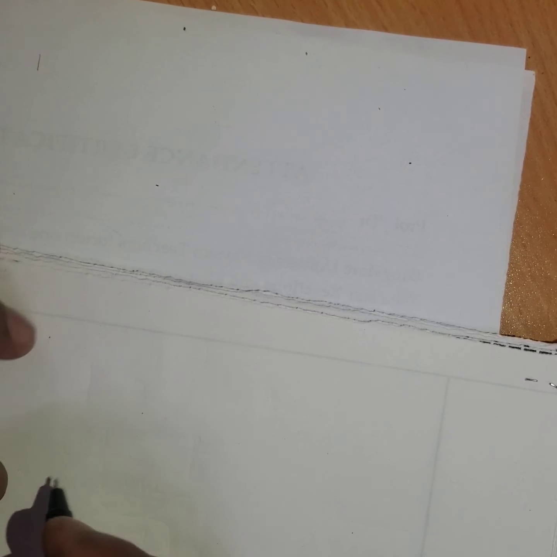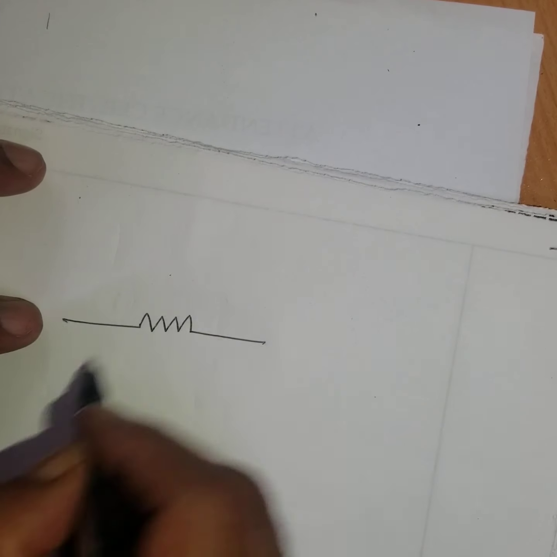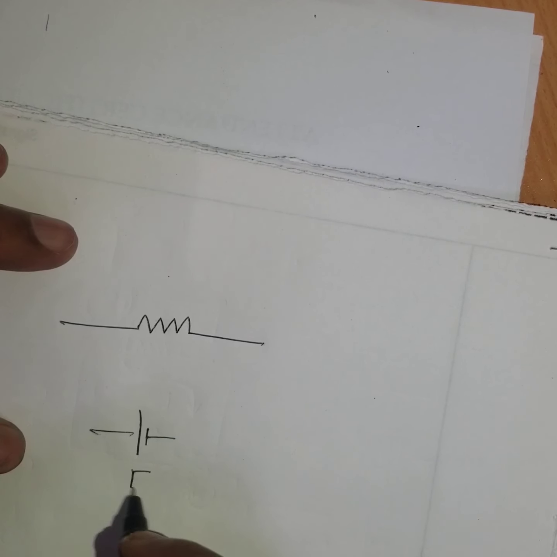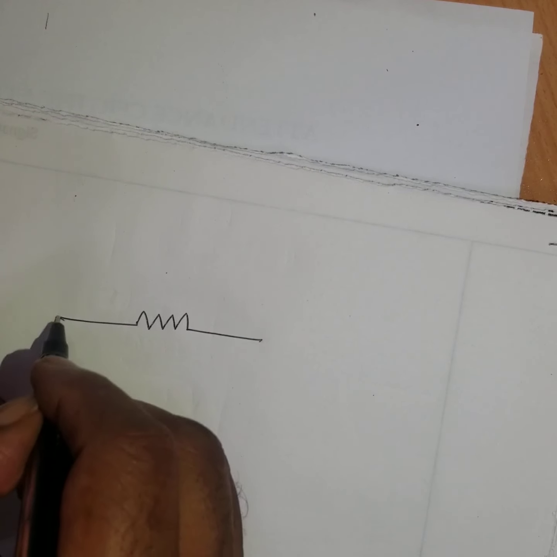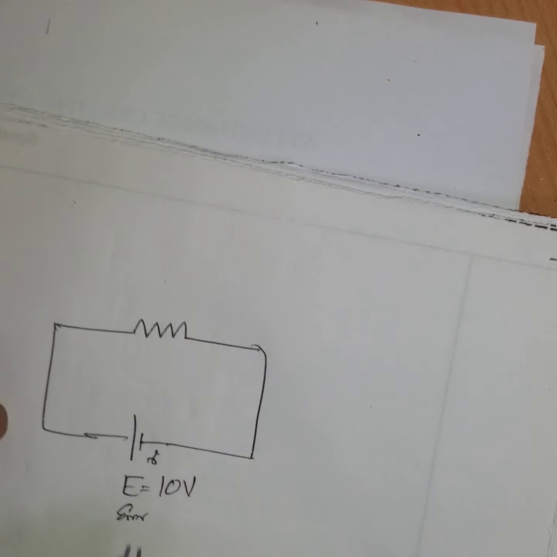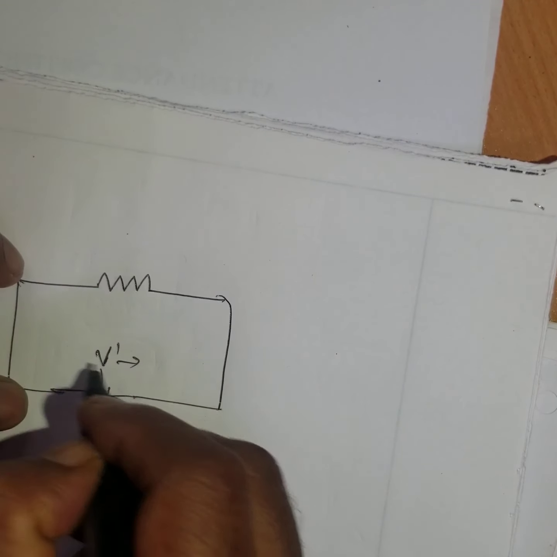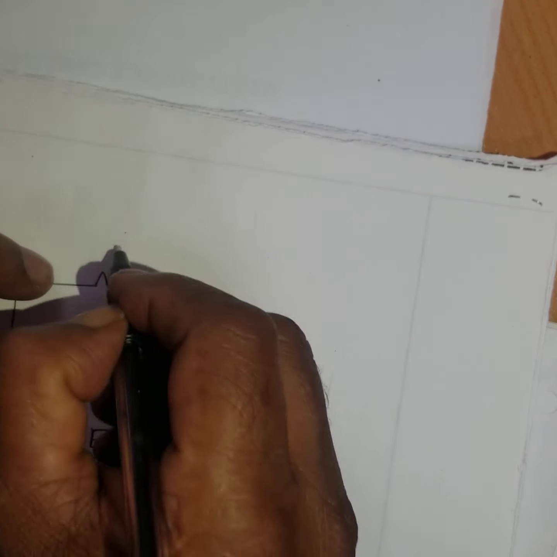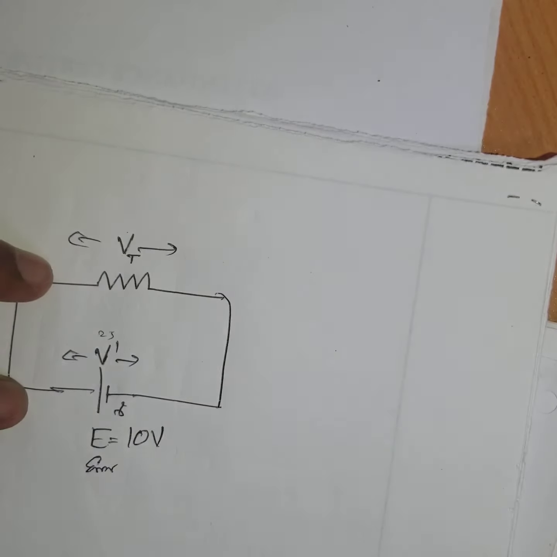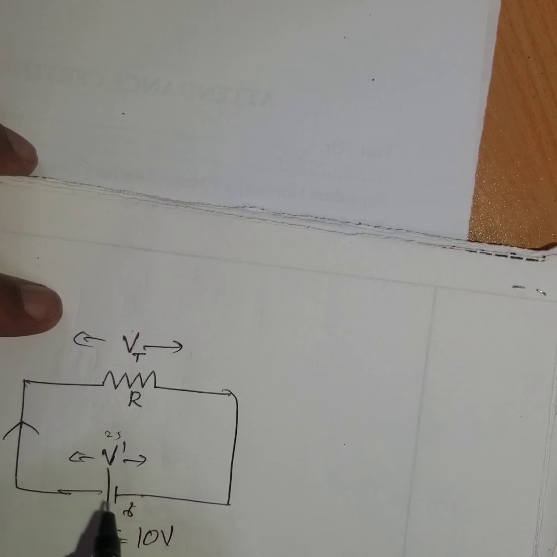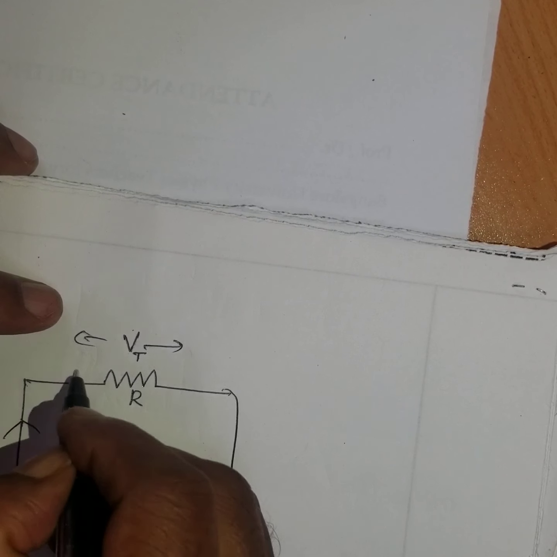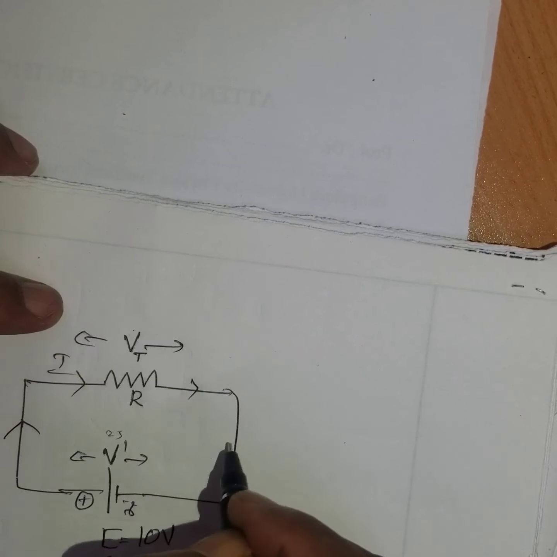See here. Next I'll tell. This is the battery. EMF is what? 10 volt electromotive force. r is the internal resistance. Here what is happening? V dash, I'll write it. V dash is equal to 2 joules. Here V is called terminal potential. This is for the external resistance. Current flows from what? Positive to negative, right? Current is flowing like this.